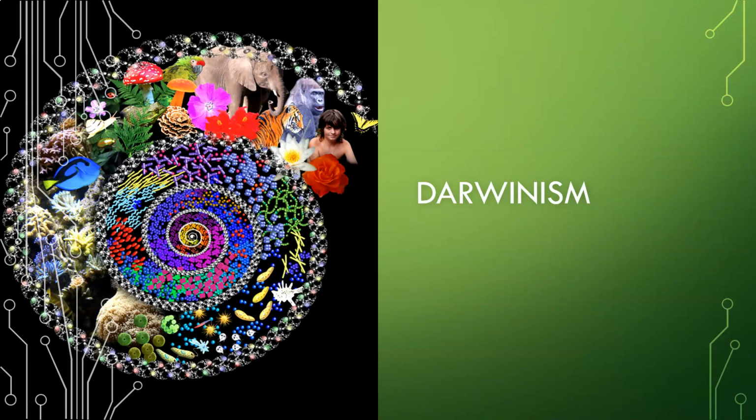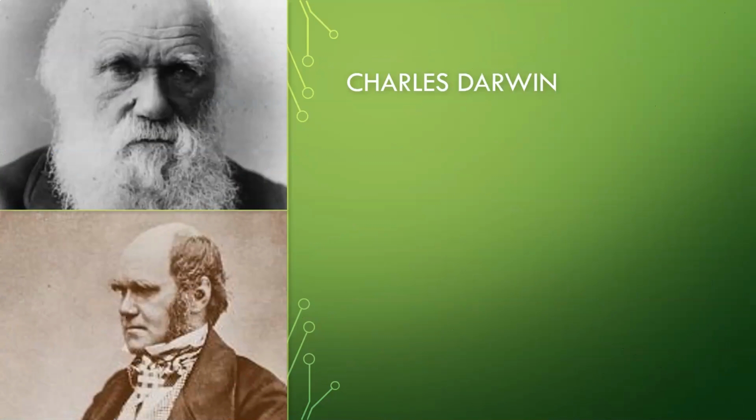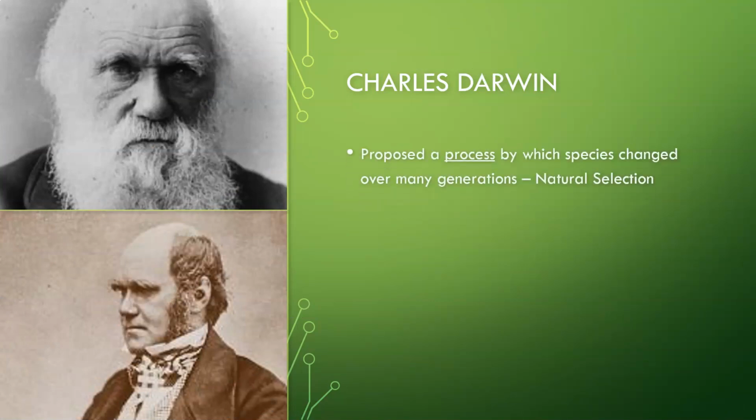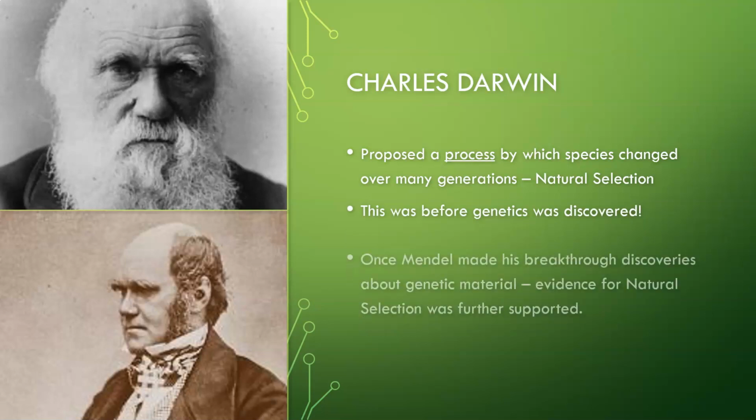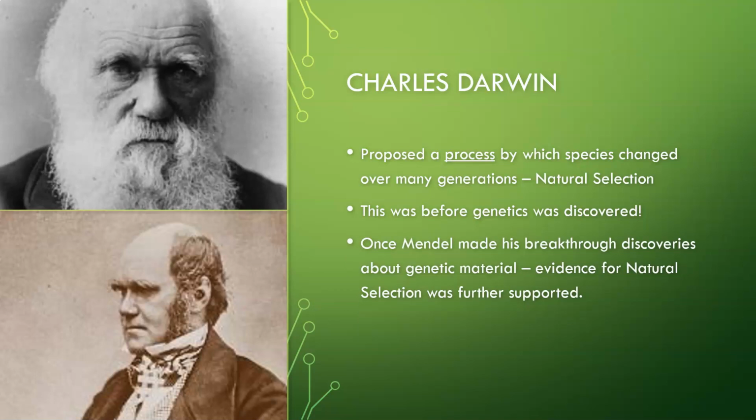Alrighty, it seems only natural when we start looking at a unit of evolution that we talk about Darwinism. Now, when we talk about Darwinism, we're talking about Charles Darwin, okay? And Charles Darwin proposed a process by which species changed over many generations, and this is what we know as natural selection. Now, this was way before genetics had been discovered, and once Mendel made his breakthrough discoveries, looking at his peas around genetic material, evidence for natural selection was then further supported. So Darwin had these ideas and then Mendel proved them.